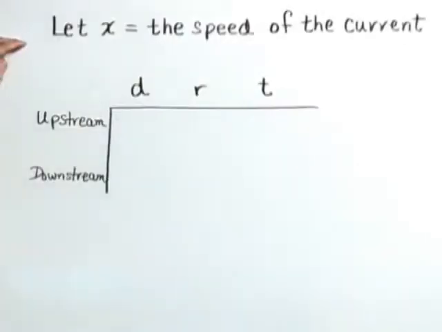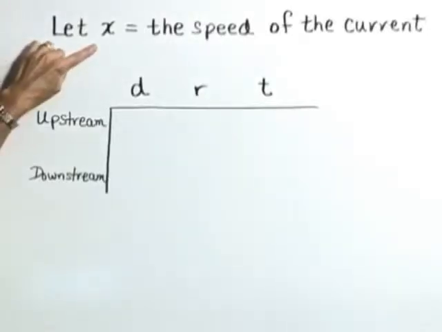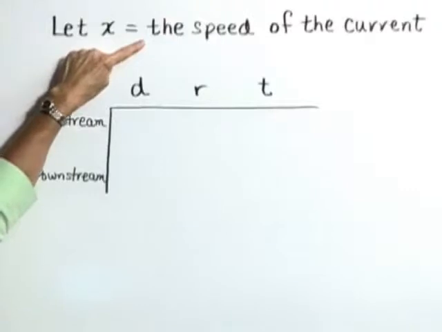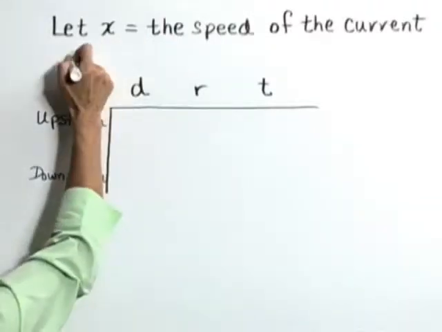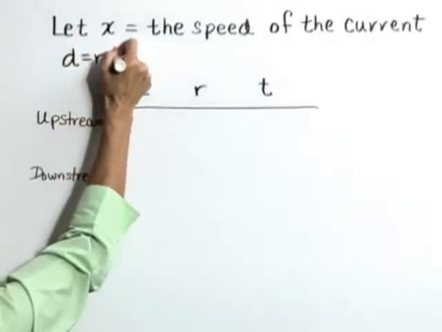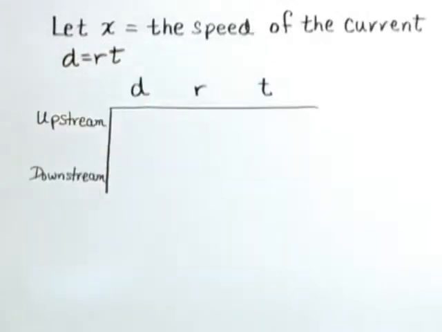Well, we've read our problem carefully. Let's next define a variable. Let's let x represent that thing we're trying to find, the speed of the current. And let's also make a note that this is a distance, rate, and time problem. So go ahead and write down d = rt.